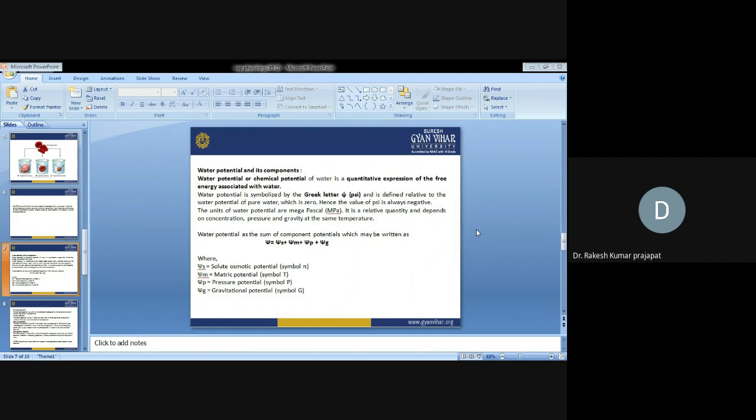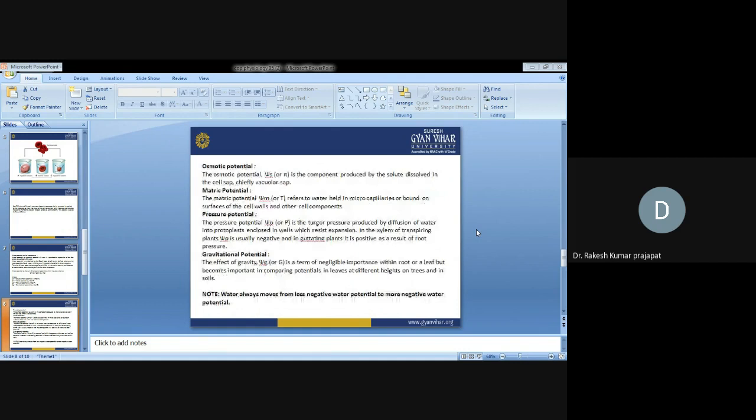Water potential is the sum of component potentials, which may be written as psi s, psi m, psi p, psi g. Psi s is solute or osmotic potential. Psi m is matric potential. Psi p is pressure potential. Psi g is gravitational potential. Osmotic potential, psi s, is the component which is produced by the solutes dissolved in the cell sap, chiefly vacuolar sap.